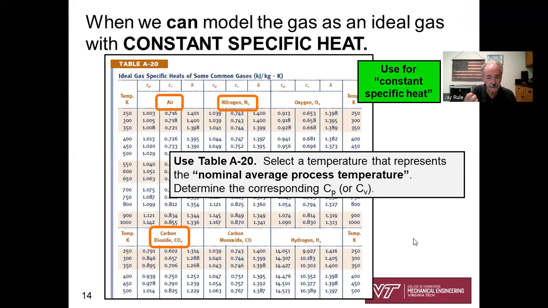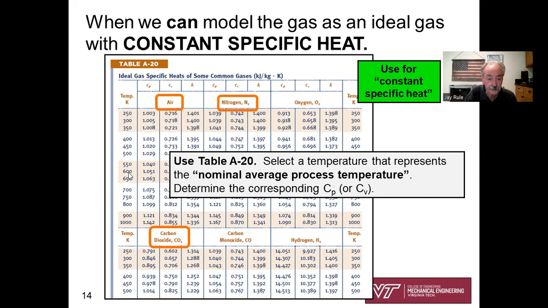All right, so now for some details. When we can model the gas as an ideal gas with constant specific heat, in other words, the temperature change of the process is small, we're going to go to A20. You've got air, nitrogen, oxygen, carbon dioxide, a pick list of substances that are all ideal gases. You need to decide on your nominal average process temperature. Take the beginning temperature and the end temperature and average them. That's your average process temperature.